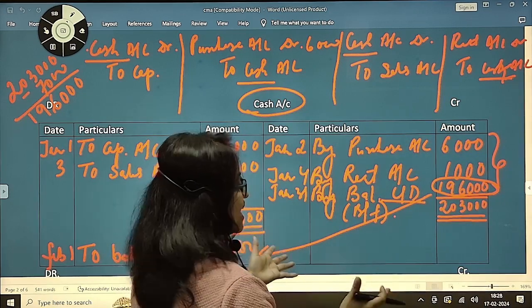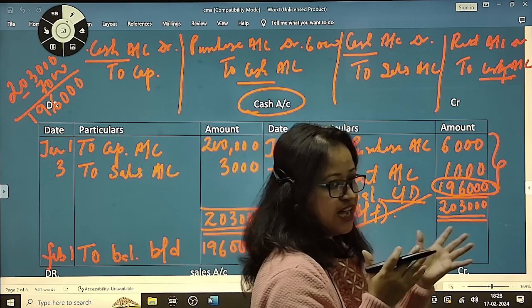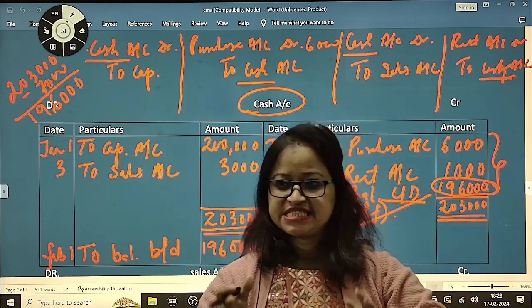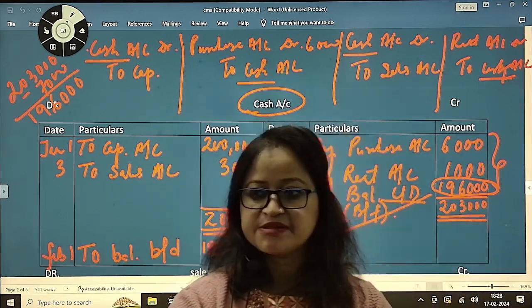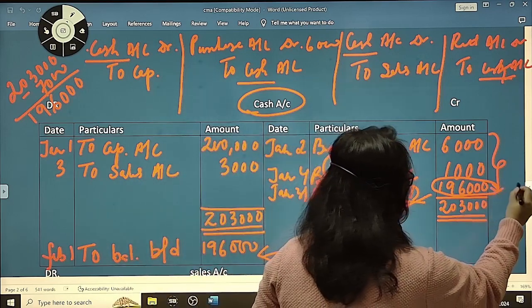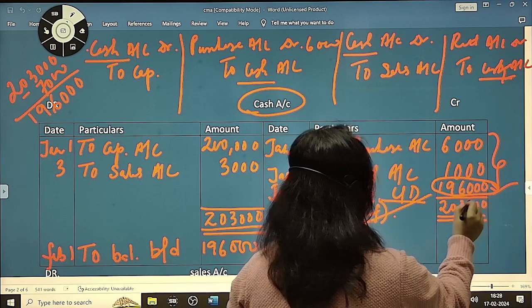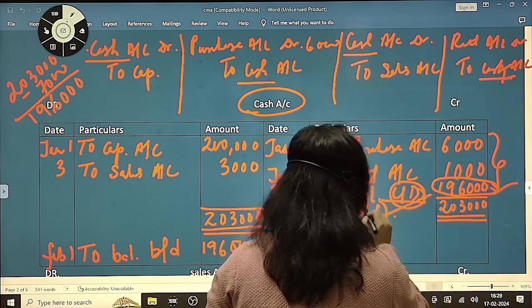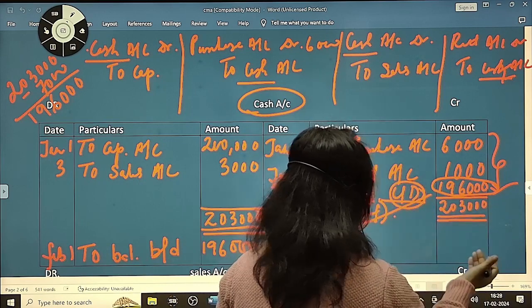So what is the balance? Okay, balance of the business. Balance of cash in the business of Ajay. Okay, so what is the balance? We have got the balance 1,96,000. So that is the balance carried down. That is the balancing figure that we have calculated.